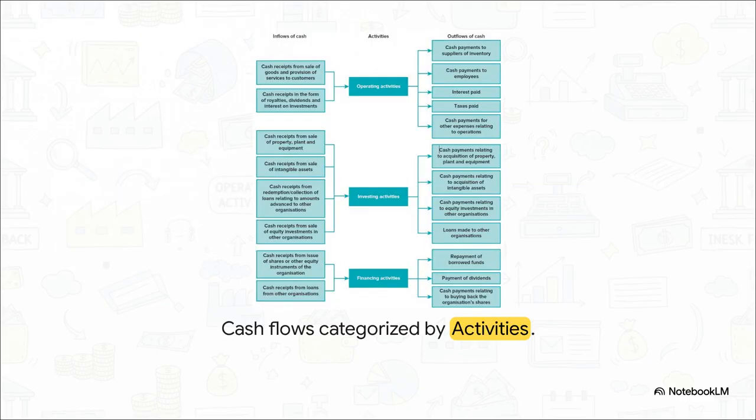Now, if we zoom out to the whole organization, activities get grouped into 3 big buckets. Operating is the day-to-day stuff we just looked at. Investing activities, that covers buying or selling long-term assets, like a factory buying heavy new equipment. And then financing involves changing the company's financial structure. Think issuing new shares to the public or taking out a massive bank loan.